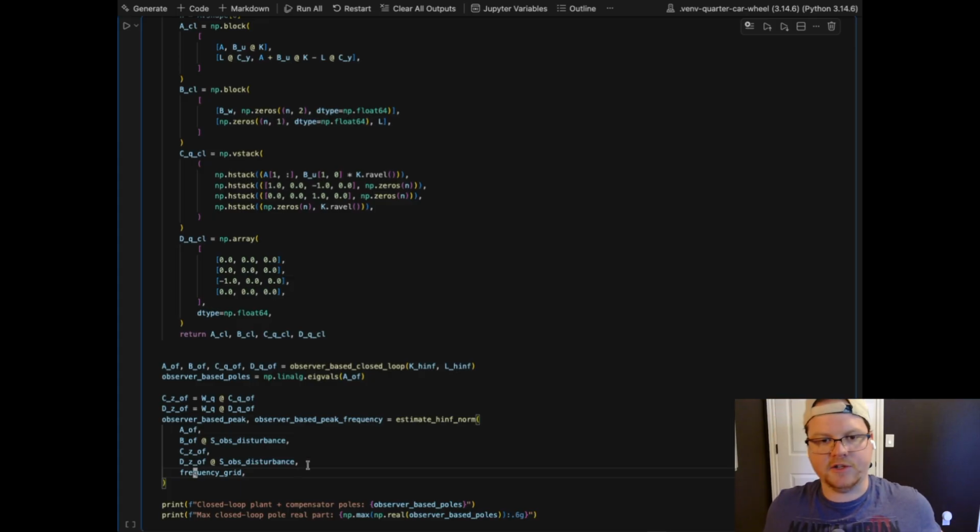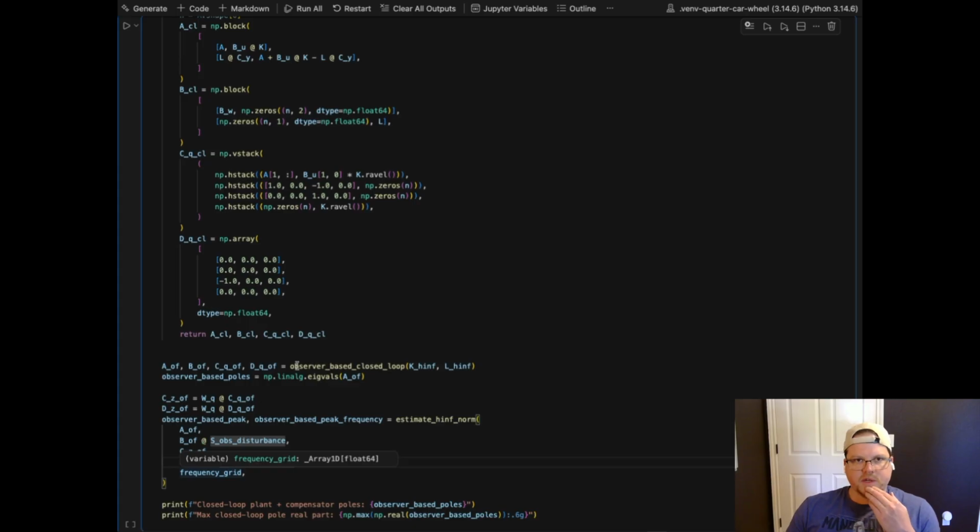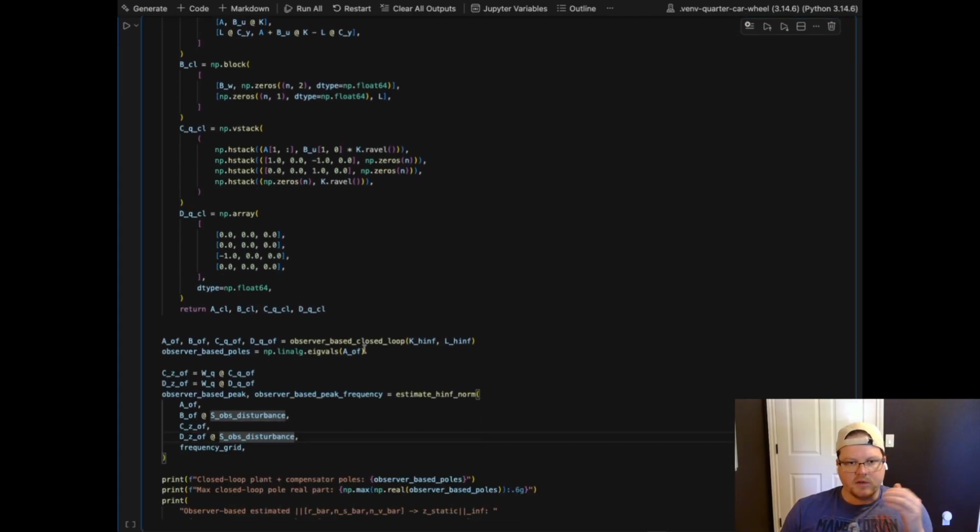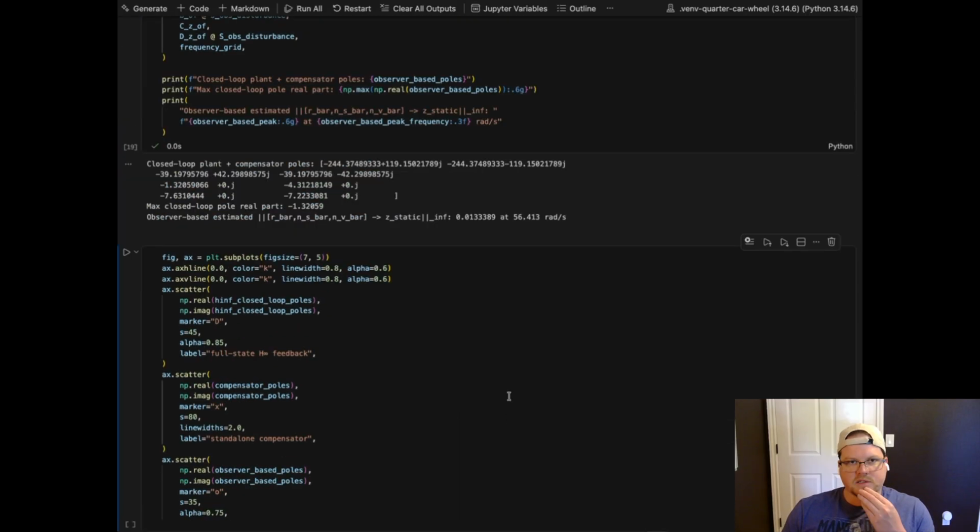And we have that scaling on the disturbance channels for the R and the noise. And then the frequency grid, I think, was formed above. So that's where our estimation H infinity norm here is. So we have the peak gain, and then we have the peak frequency. So let's see what that looks like.